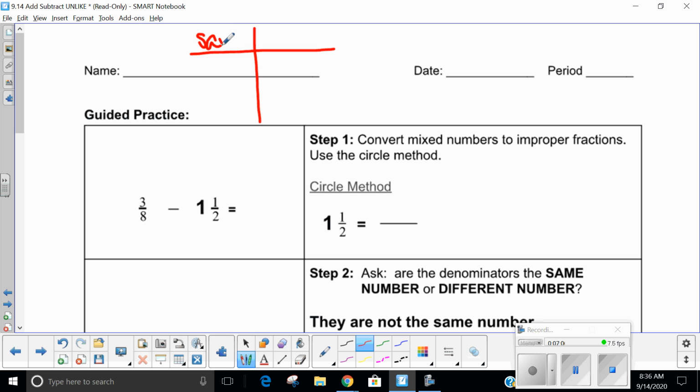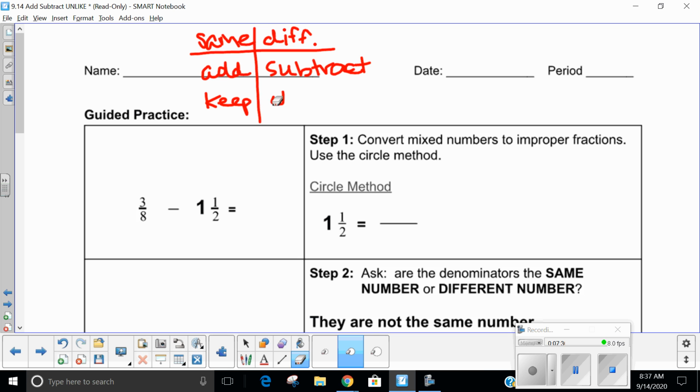Same. What goes here? Different. Abbreviate. What goes here? Add. What goes here? Subtract. And then what goes here? Keep. And what goes here? Oh, I was right, opposite. Goodness, what am I doing? I'm totally off there, aren't I? Larger.